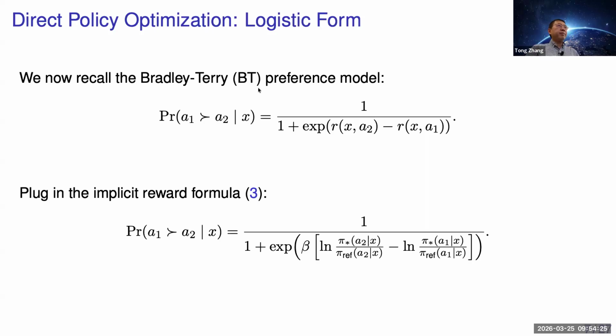So the BT model will become, from the original one from the last lecture, to this one. You can think of this as the parameterization form of R, because R is replaced by the implicit reward. Is that clear? Any questions? Yeah, I'll go a little bit slower, because this is a little bit mathematical, and I just want to make sure people understand at least the main concept.